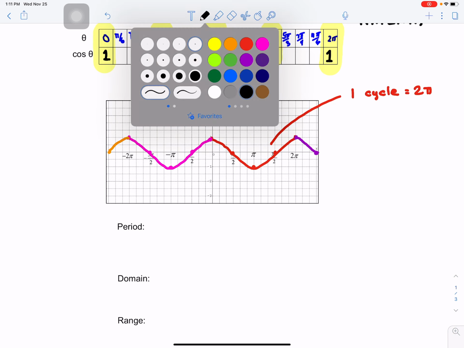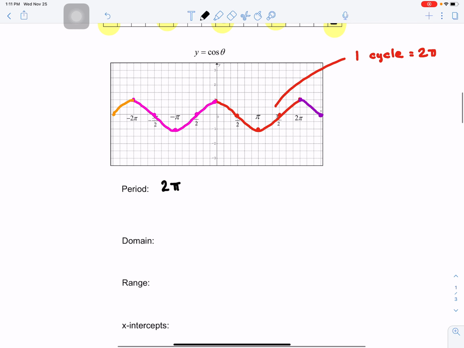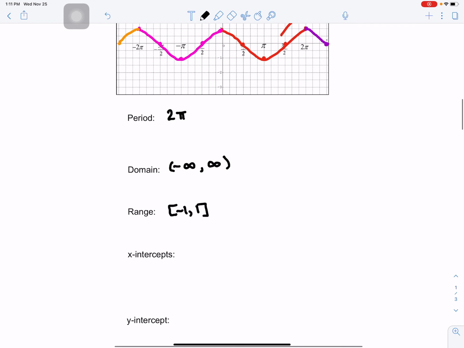Okay. Characteristics: my period is 2 pi. Domain, same as the sine function, minus infinity to plus infinity. My range would be between -1 and 1. This is literally the same, except the x-intercepts are different.